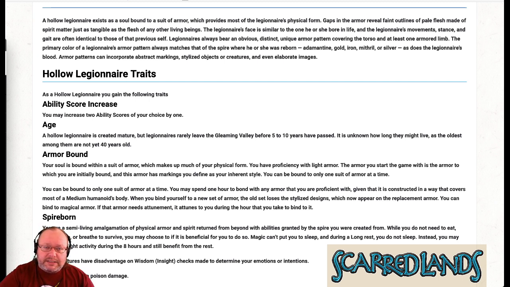System-wise, you are a spectral being that is bound into a suit of armor. And that gives you certain benefits that lean closer to being a construct than being undead. You can't be turned, for example.